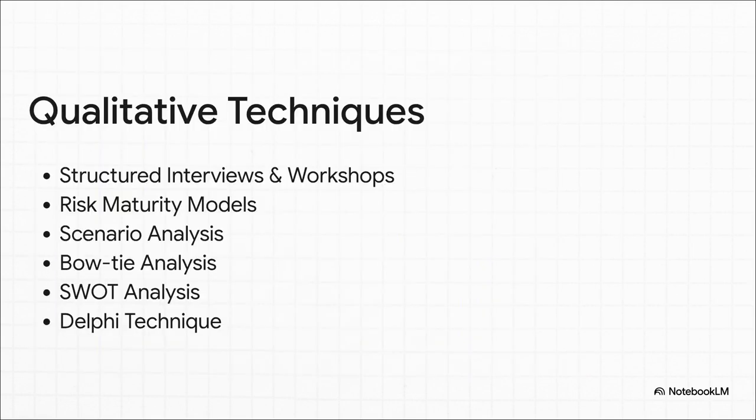And CSAs are really just one tool in a pretty big toolbox. You've got things like scenario analysis, where you can basically wargame different potential futures, or a bow tie analysis, which helps you visually map out the causes and effects of a single risk. Each one of these gives you a slightly different, more human-centric view of what you're up against.